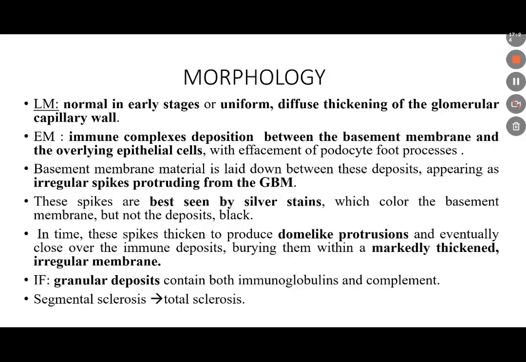They may have dome-like protrusions, burying them within the mildly thickened irregular membrane. And on immunofluorescence, there are granular deposits which contain both immunoglobulins and complement. There may initially be just segmental involvement, and eventually it will have total sclerosis.